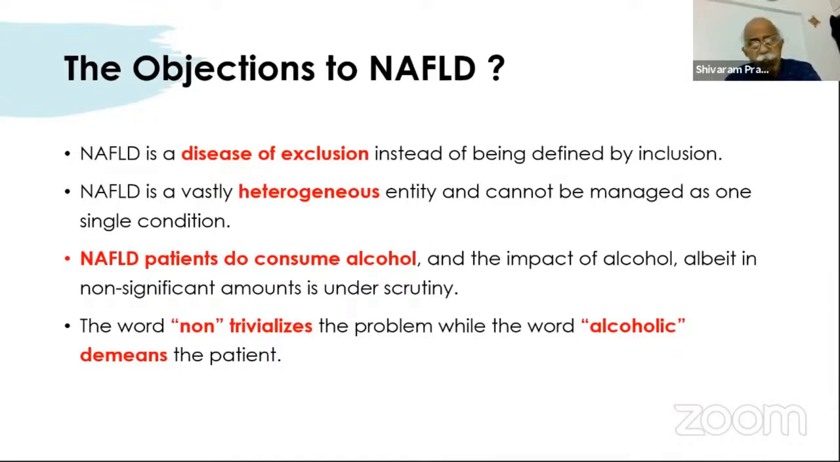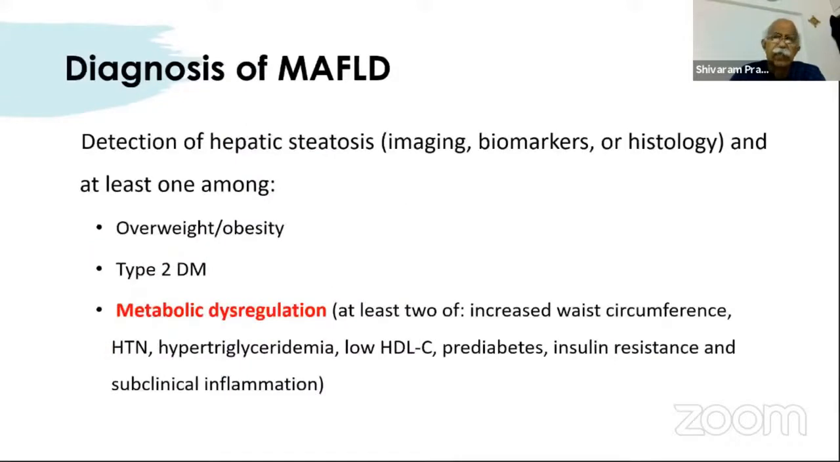It's a vastly heterogeneous entity. NAFLD patients do consume alcohol, and the impact of alcohol, albeit in non-trivial amounts, is under scrutiny. It's not clearly known, and it trivializes, which is why the word alcoholic demeans patients. And in the proposed diagnosis, mind you, they have put metabolic dysregulation. They have done away with the term metabolic syndrome, because it was difficult to satisfy most patients. So they have watered down metabolic from metabolic syndrome to metabolic dysregulation. Maybe later on they may say not two factors, only one factor.